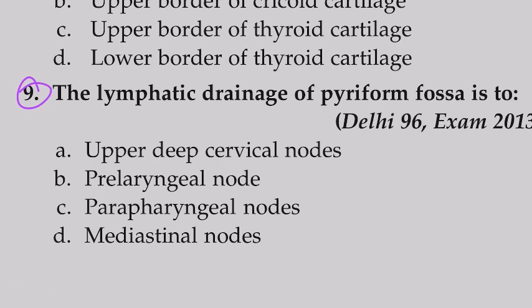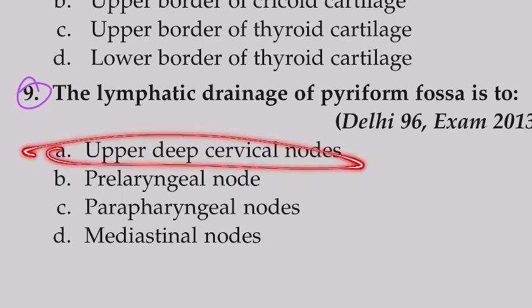The lymphatic drainage of the pyriform fossa: where does it drain? It drains into the upper deep cervical nodes. The pyriform fossa is richest in lymphatics in the hypopharynx. It drains into upper deep cervical lymph nodes.